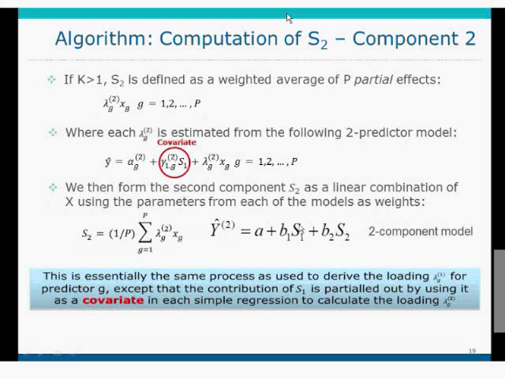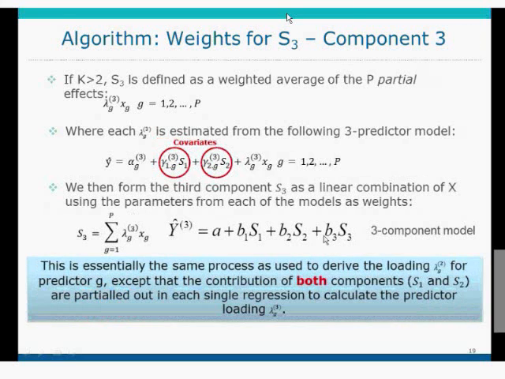So then we have S1, which we computed before, and now we have S2 also, and we do least squares regression to get A, B1, and B2, and that gives us the predictions for the two-component model. And as I showed you before, we could also get the regularized regression coefficients for each of the predictors.